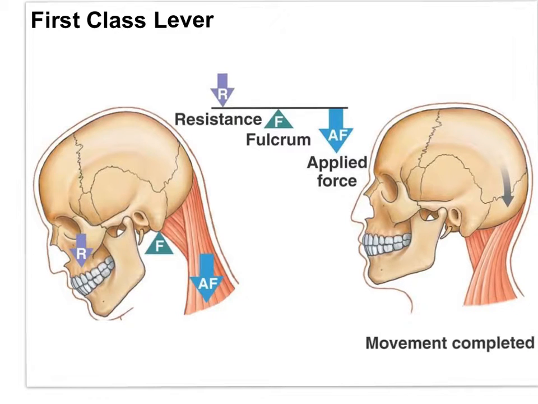The fulcrum, in the middle for a first-class lever, is the joint where the skull and spine articulate. The applied force is the contraction of the muscle. The fulcrum is the joint where bones are articulated, where the spinal column meets the skull, and the resistance is the forward part of the skull, the weight of the head forward of where the spinal column meets the skull.